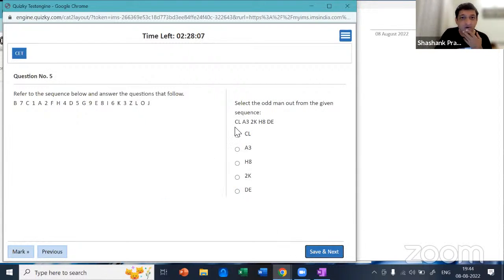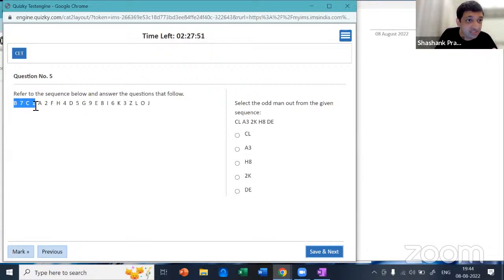Okay, odd man out from this thing. C and L. So C is the third from the front, L is the third from the back, right, left, right. A3, A is the fifth, 3 is the fifth, perfect. 2K, next to A, next to 3, yes. H8.